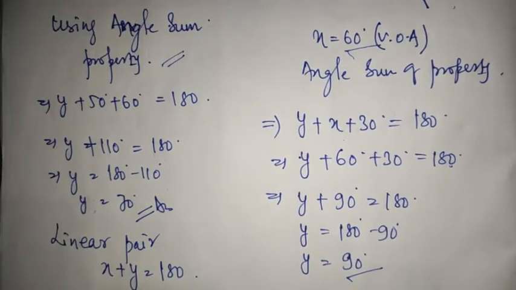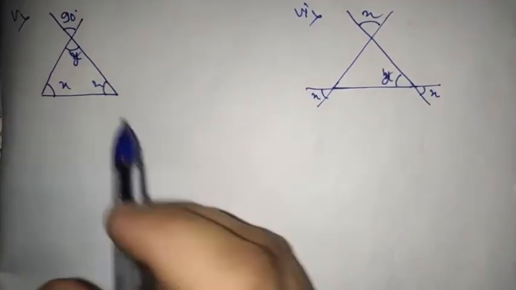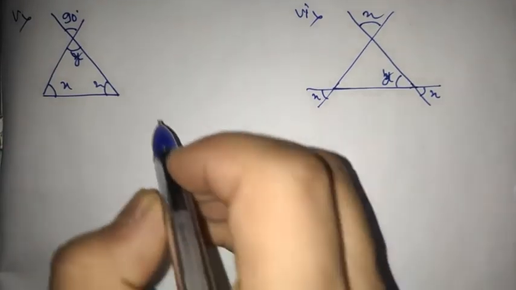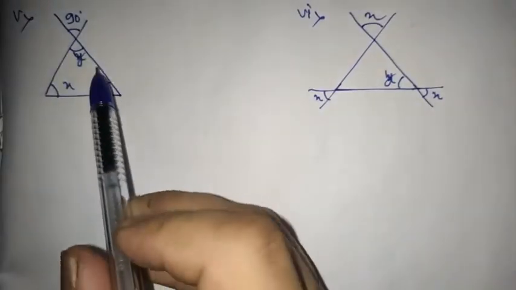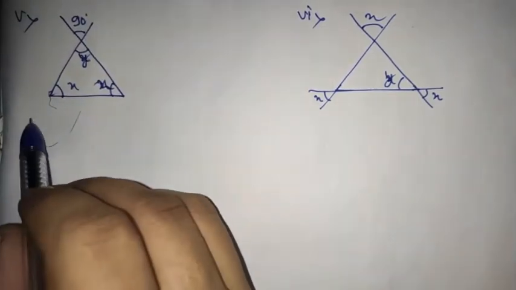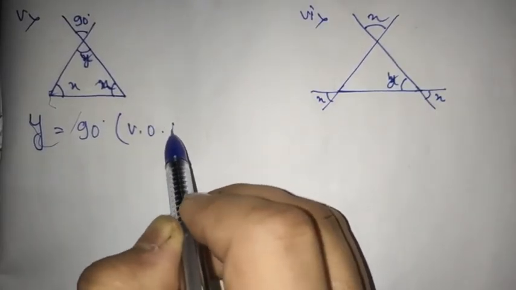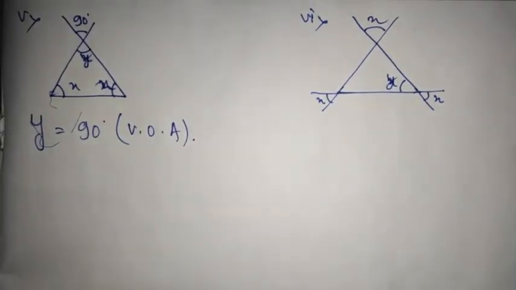So let us proceed to question number 5. So proceeding to part 5, here we have, you can see the figure, right? So this is x here, this is y here, and x. So y value you can directly write, it is 90 degree. Why? The reason being vertically opposite angle. This is very much known to you people.